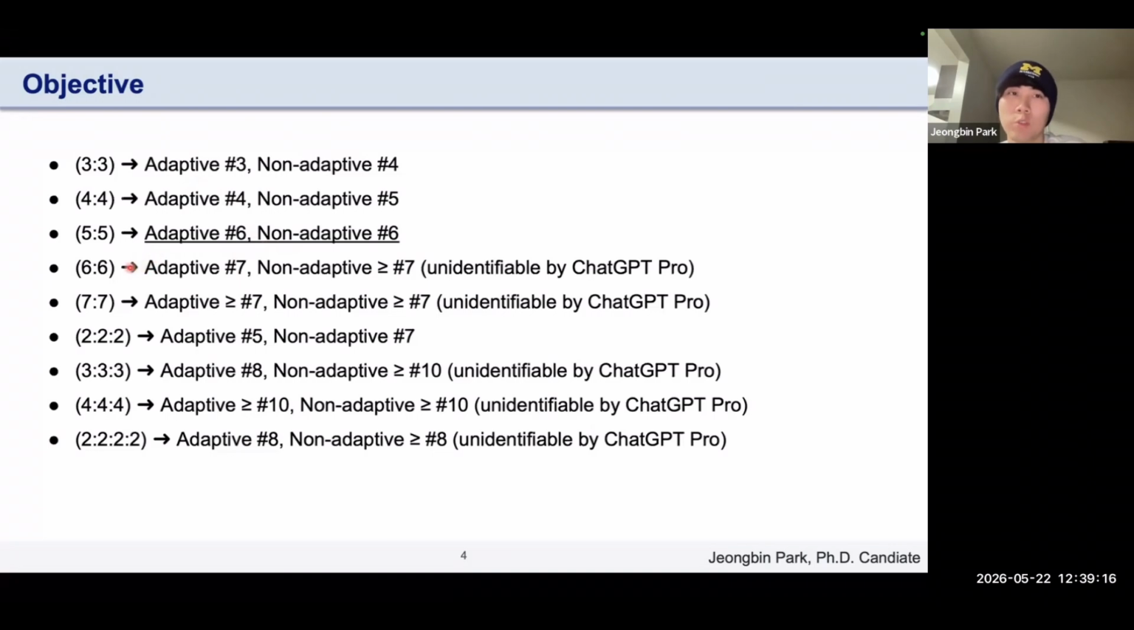I also asked this question for higher n, but in such a case, ChatGPT Pro could not identify the minimum numbers for the non-adaptive cases. So this knowledge is actually not reachable at this moment, even if the current level of AI is very powerful. Maybe in the future we can reach it, but at this moment we cannot. And in the 2-2-2 case, the minimum number for the adaptive case is 5, and the minimum number for the non-adaptive case is 7. So under constraints 5 and 6, maybe you can say the players have used the adaptive strategy to identify heavy balls against light balls.